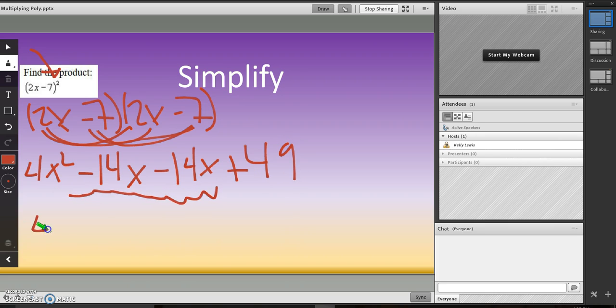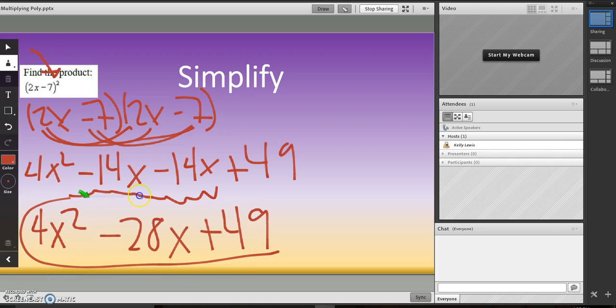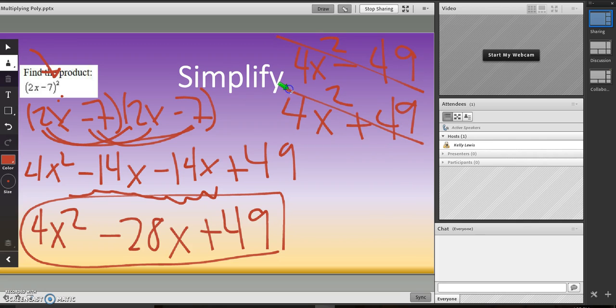Then add our like terms. Negative 14 and negative 14 is negative 28x. And then we have 49. This is what we get. Do not take this squared and just go, oh, well, 2x squared is 4x squared, and negative 7 squared is negative 49. Don't do that. You kill kittens and stuff, and I cry, and it's nasty. Or don't do, oh, well, 2x squared is 4x squared, and negative 7 squared is positive 49. Nope, don't do that. I'll also cry and text another math teacher and say, can you believe people still do this?